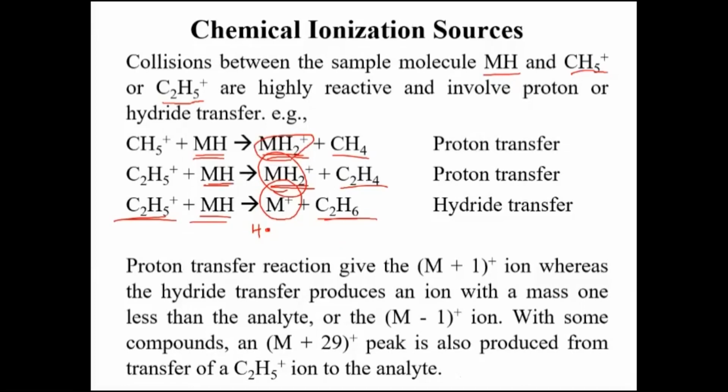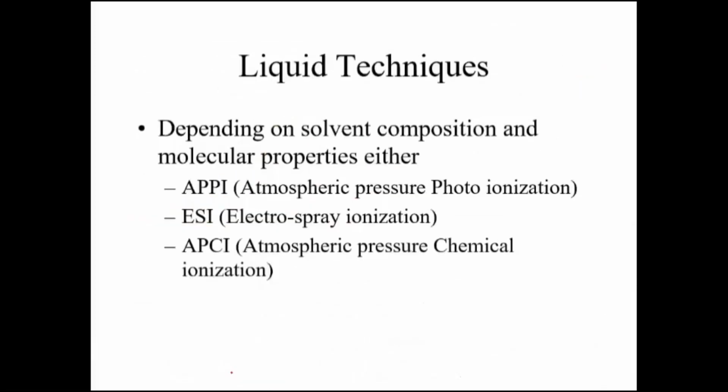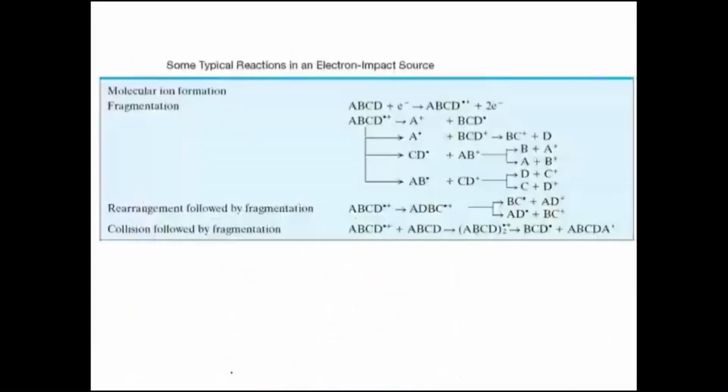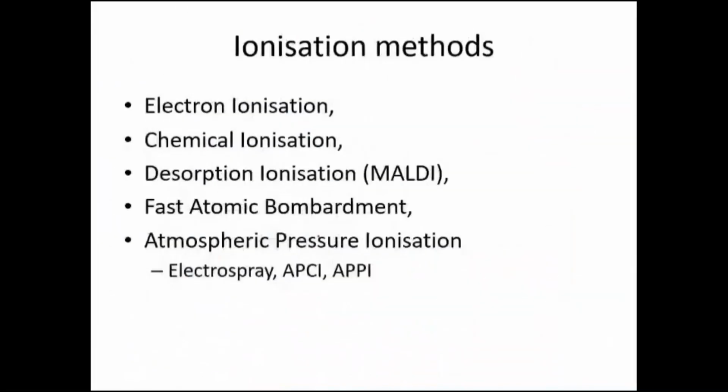See, proton transfer reaction gives M plus 1 ion, whereas the hydride transfer produces an ion with a mass 1 less than that of the analyte, or the M minus 1 ion. With some compounds, an M plus 29 peak is also produced when this entire part, C2H5 plus, is getting added to the molecule.